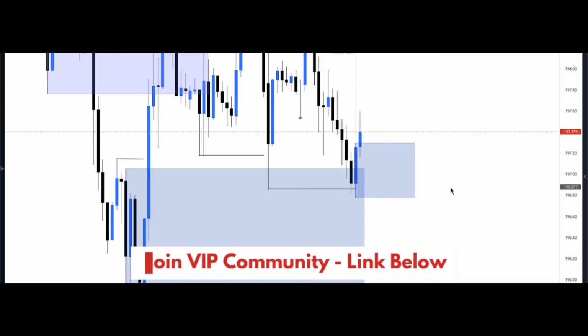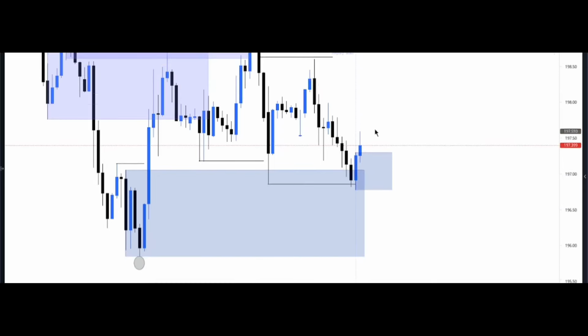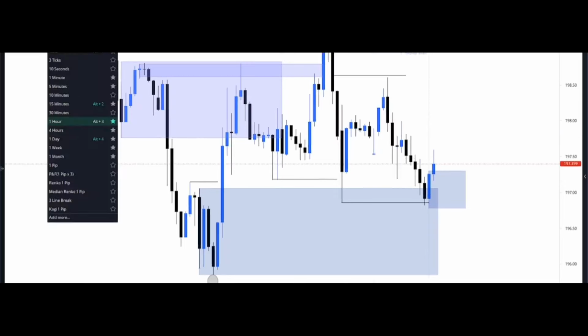So this is our new area of interest that we look to take trade from. This one. Now, if price comes to tap into this, we go long. Remember, when you are using TNCP, you don't need to wait for any inducement. If price taps into it, you just go long from there. Okay? So let's get back to the 5M and see what is going on there.